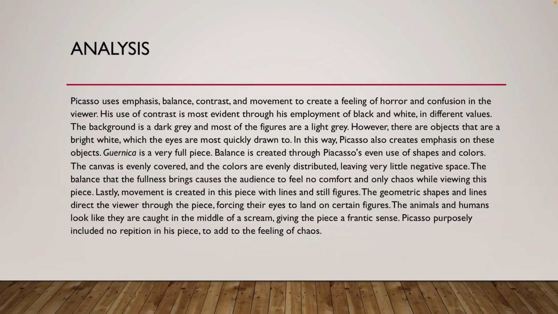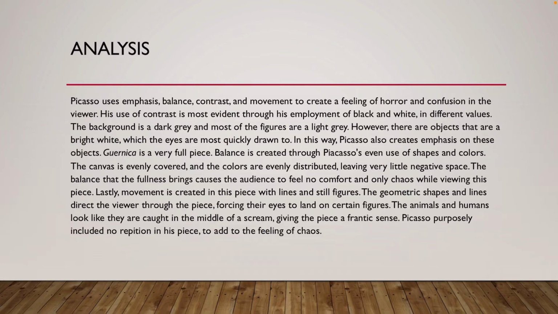Guernica is a very full piece. Balance is created through Picasso's even use of shapes and colors. The canvas is evenly covered and the colors are evenly distributed, leaving very little negative space. The balance that the fullness brings causes the audience to feel no comfort and only chaos while viewing this piece.